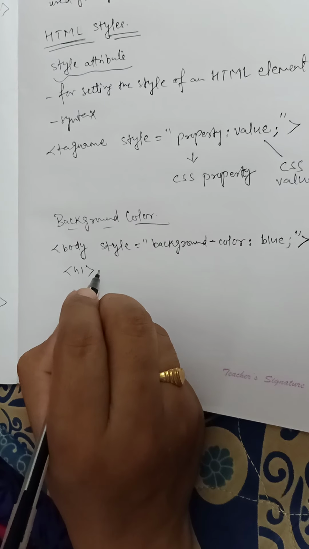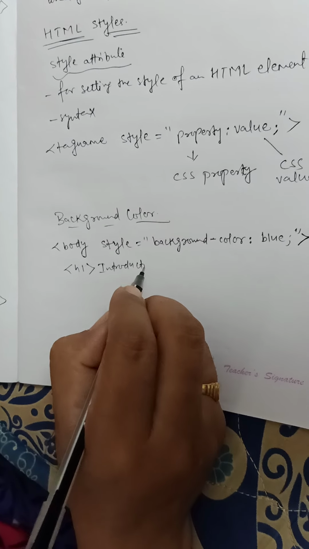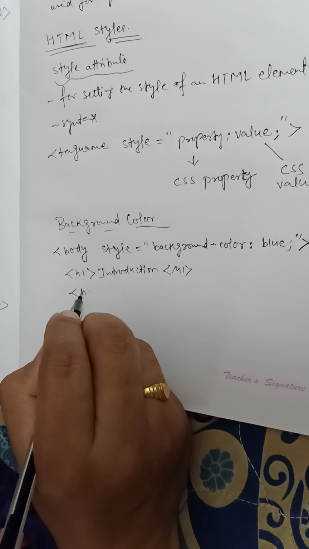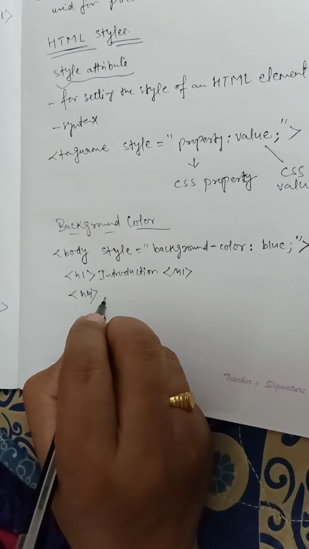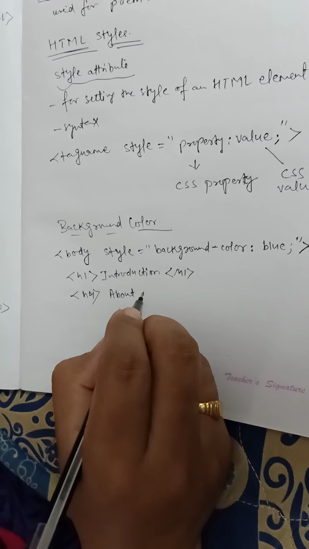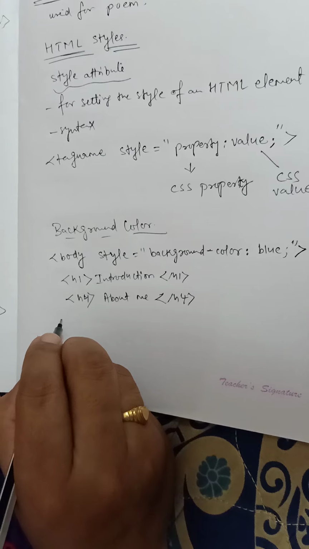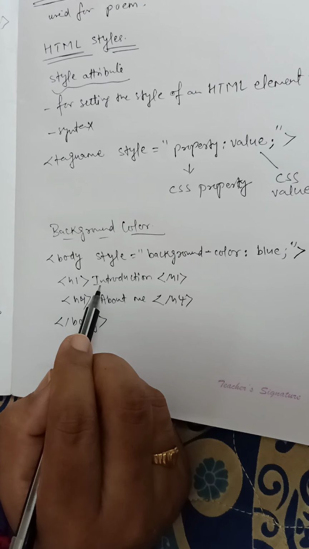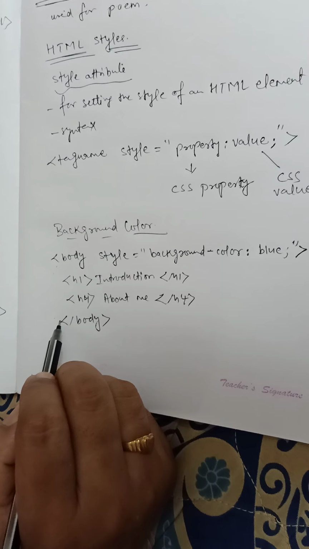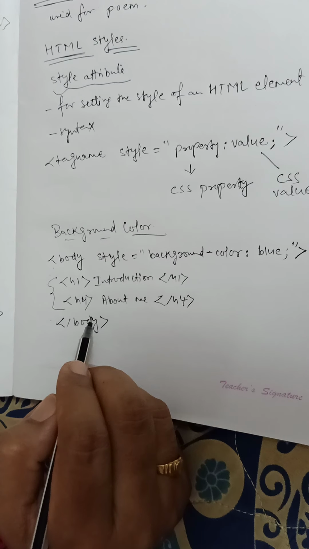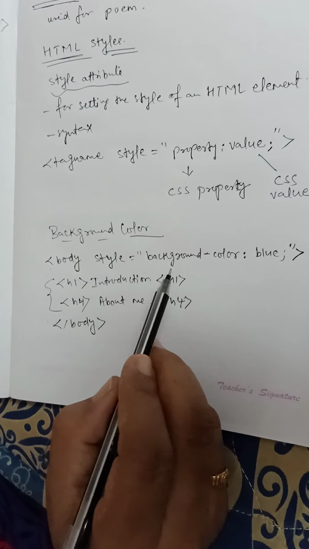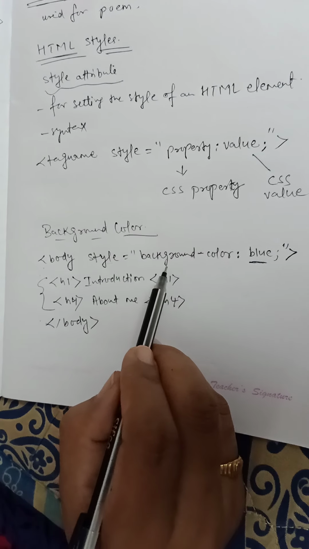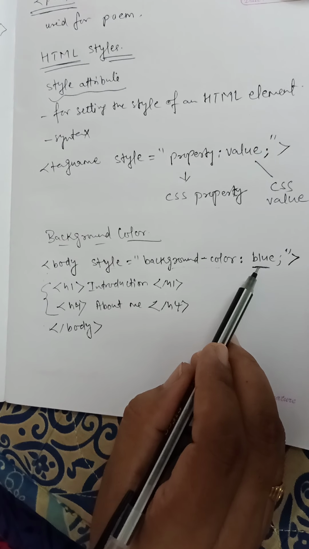After that, suppose I am giving a heading, suppose this is introduction, and again I am giving another heading, suppose H4. And then I am finishing the body tag. Whatever we write within the body tag is what will be displayed on the browser. So these two things will be displayed, and the background of the total web page will be blue. Here you can see that we have used the style attribute. We want to set the background color, and this is the value we are writing.